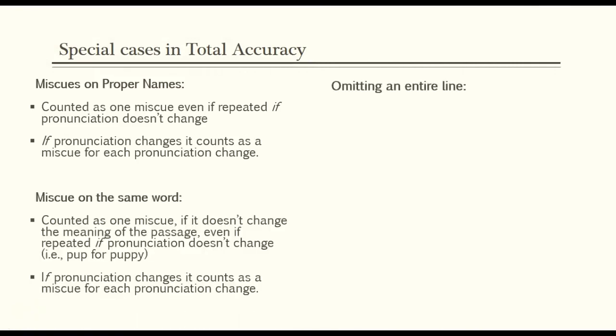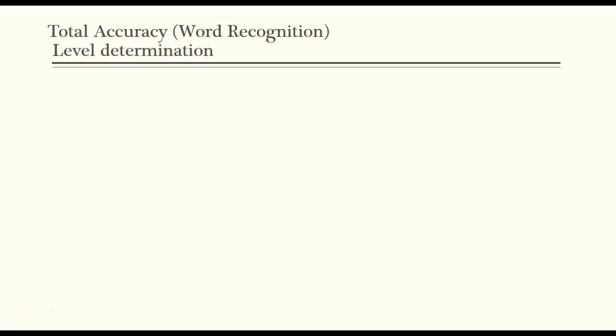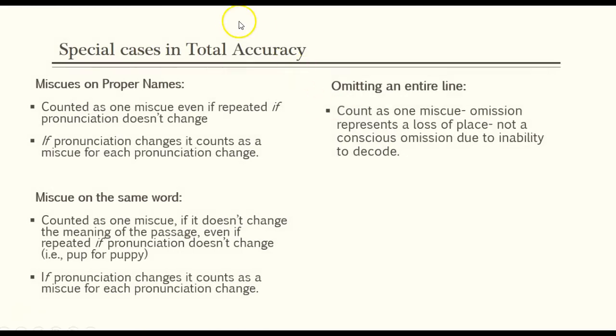Here's some special circumstances to be aware of. If they miscue on a proper name, it's only counted as one miscue, even if it's repeated over and over again. If they miscue on the same word, but it makes sense in the passage, it too is only counted as one miscue. And if they omit an entire line, that is also just counted as one miscue because it represents a loss of place, not necessarily a lack of knowledge of all of those words that they missed in that line.